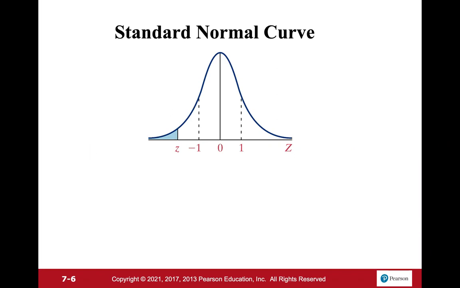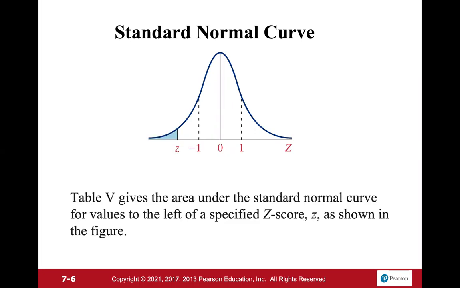Again, the mean is always going to be 0 and the standard deviation is always going to be 1. Within 1 standard deviation, we have 68% of the data. Within 2 standard deviations, we have 95%, and so on and so forth. But the standard normal curve always measures the area to the left, so to the left of whatever the z-score is, that's our area. And Table 5 gives you the area under the standard normal curve.